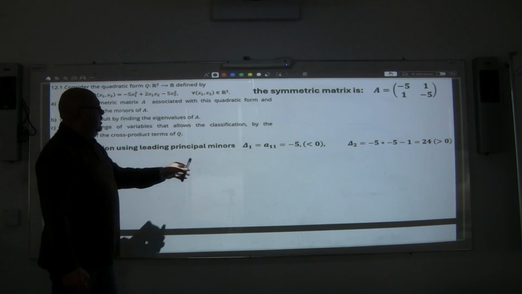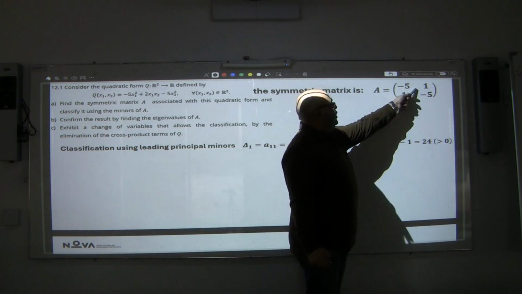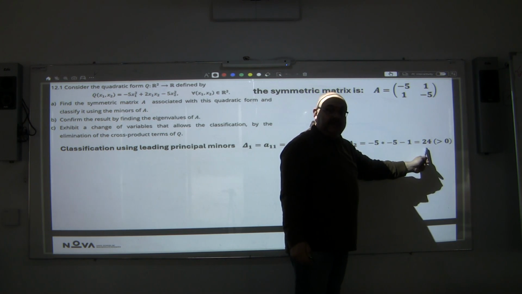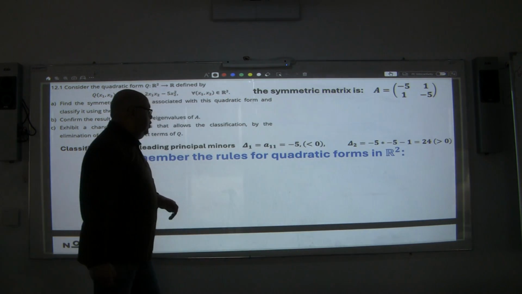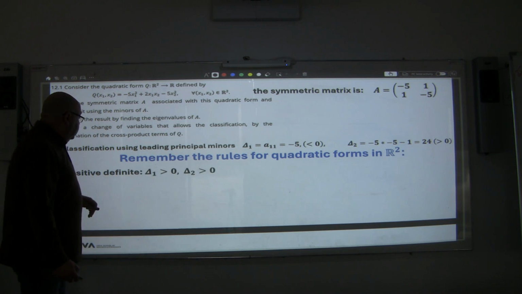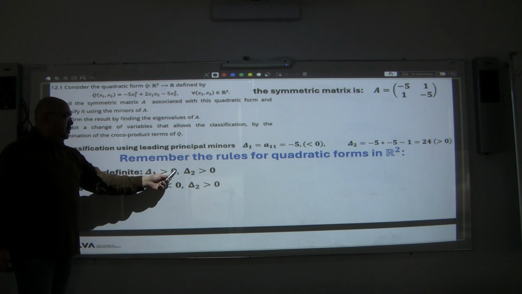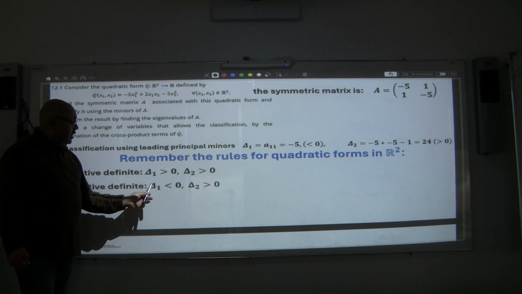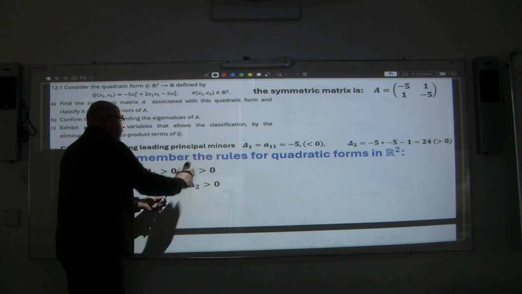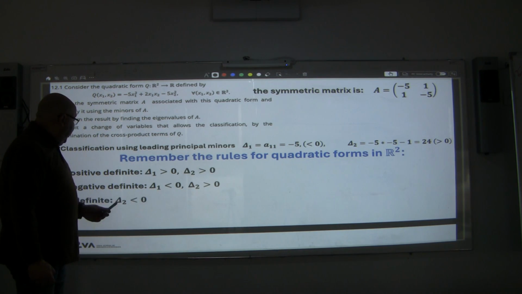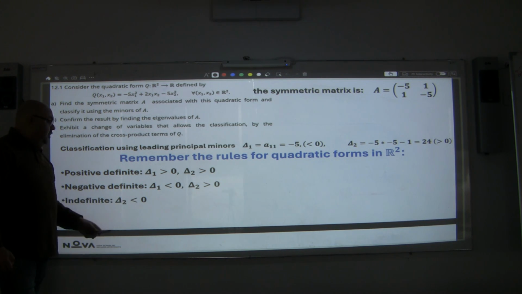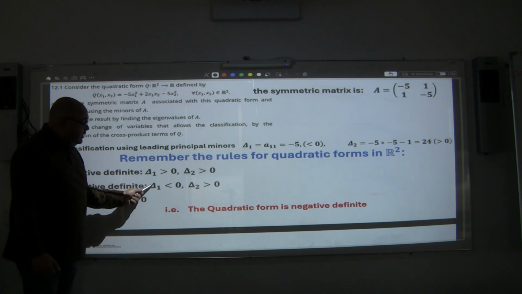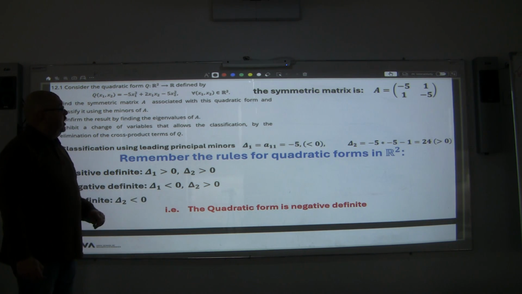Very simple, I will get the delta 1, which is going to be the value relative to -5, which is negative. Then evaluating 25 minus 1 is going to be greater than 0, which leads you, according to our rule, if you remember the rules: if delta 1 is greater than 0 and delta 2 is greater than 0, you'll have a positive definite. I thought to write you the relations. Delta 1 is less than 0, which is the case here, and delta 2 is greater than 0, then you will have a negative definite. If delta 2 is less than 0, then the quadratic form is indefinite. Of course, this is the second case, so it's a negative definite case.